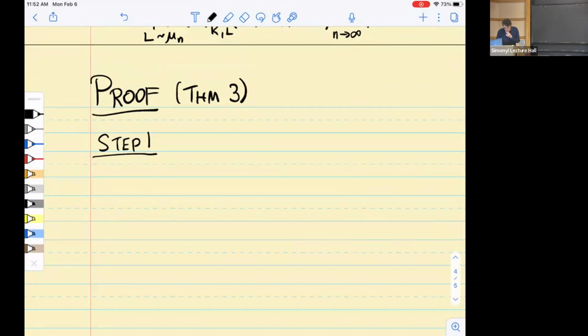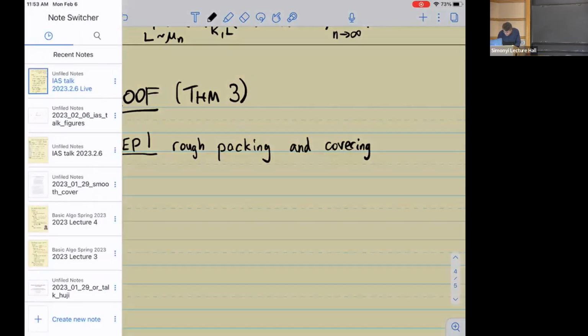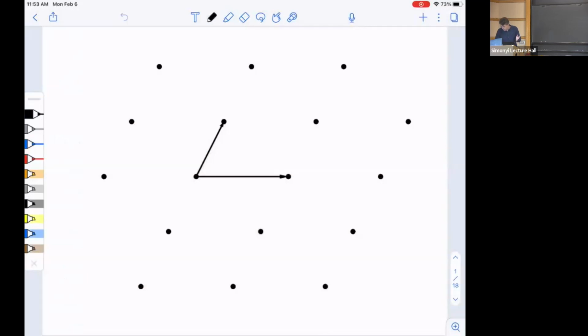So the first step is some kind of bootstrapping. We need to start somewhere. So we do some kind of what I would call rough packing and covering. Let me show a picture so you see what I mean. This is just a lattice, and this is the fundamental cell. The volume of this parallelogram is the co-volume. I should have shown it before.